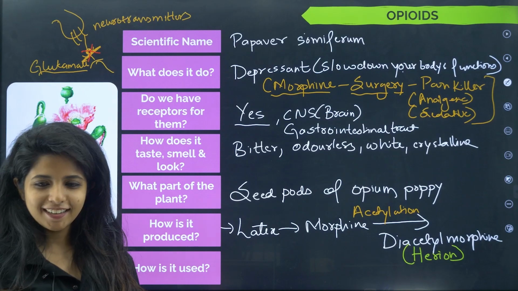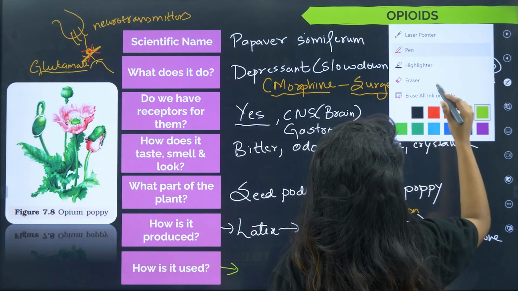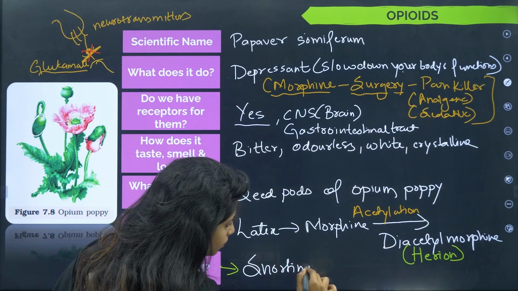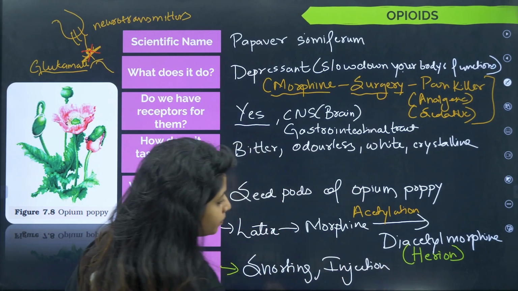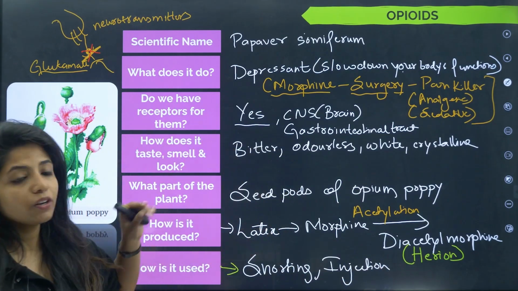Okay, done. How is it used? How is it used, children? It is used by snorting or in the form of injection. Okay, so I'll tell you something that is not there in your NCERT.